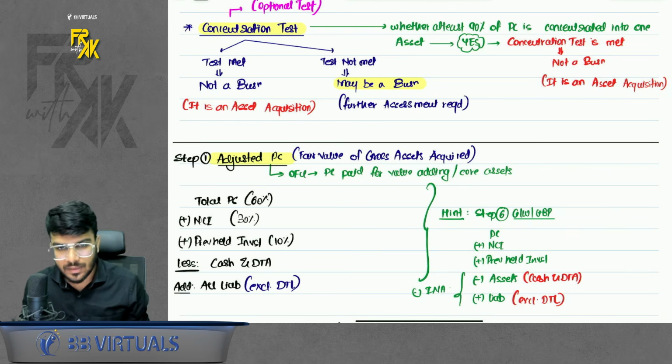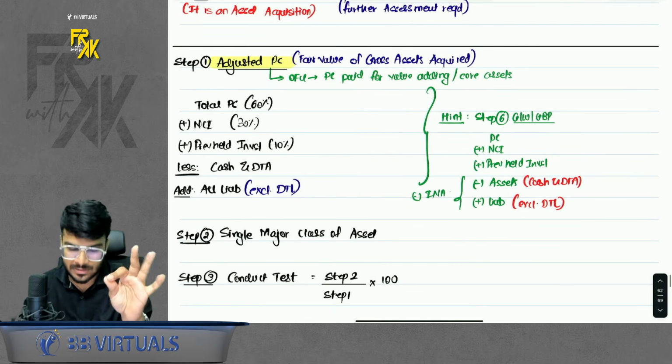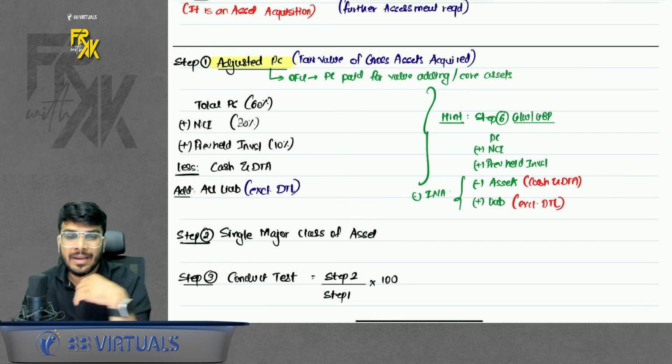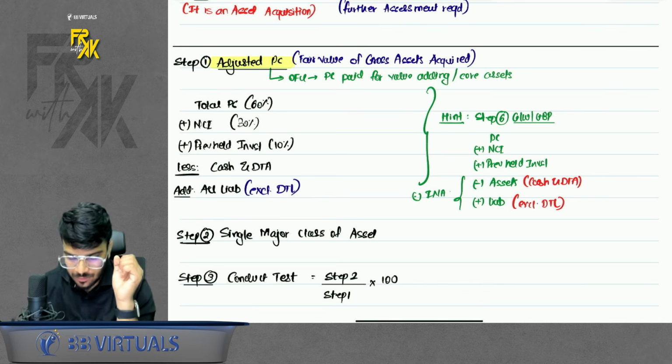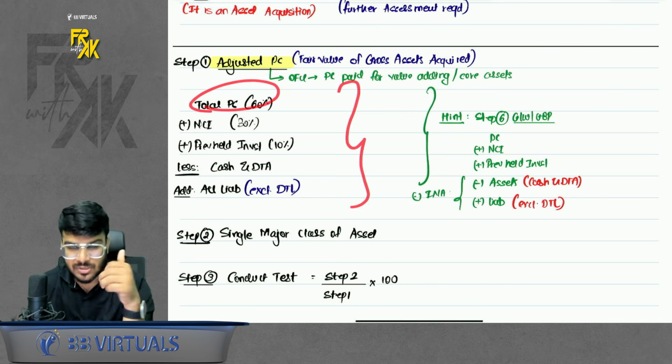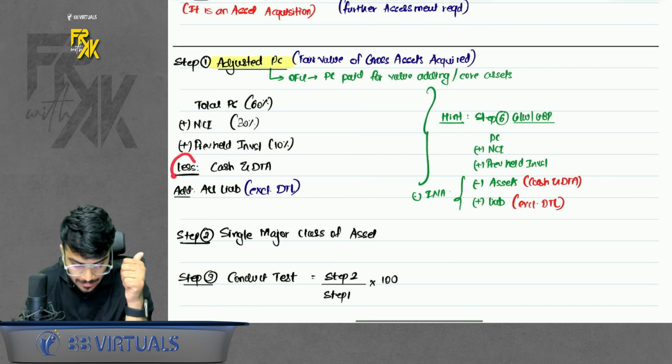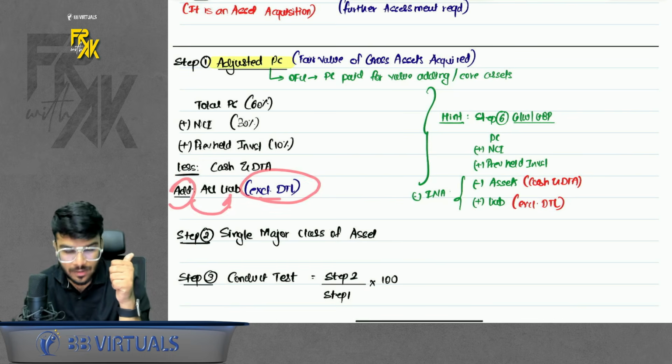Now how do I solve it? You need to find three amounts in this. First is the fair value of gross assets acquired, which I call adjusted PC also. How will you find this? You need to remember this. Remember, we discussed also: total PC plus NCI plus previously held investment less cash and DTA, and add back all the liabilities excluding DTL.